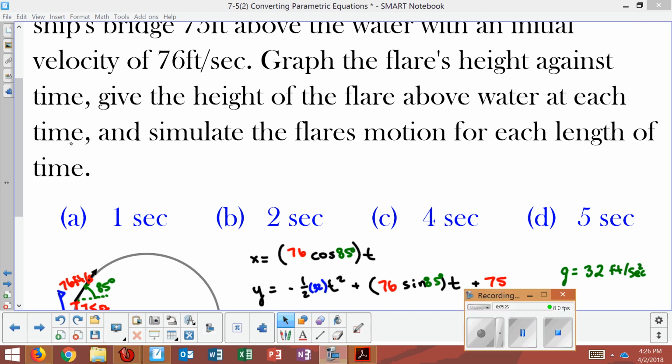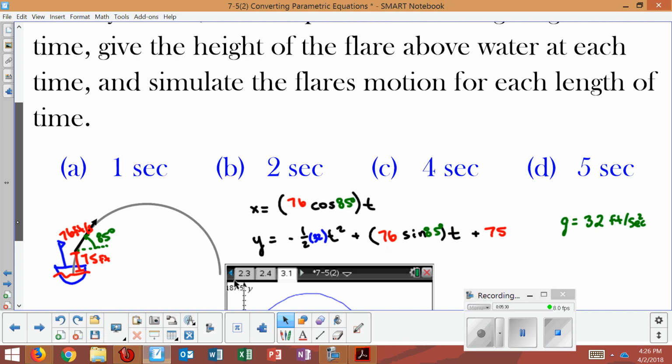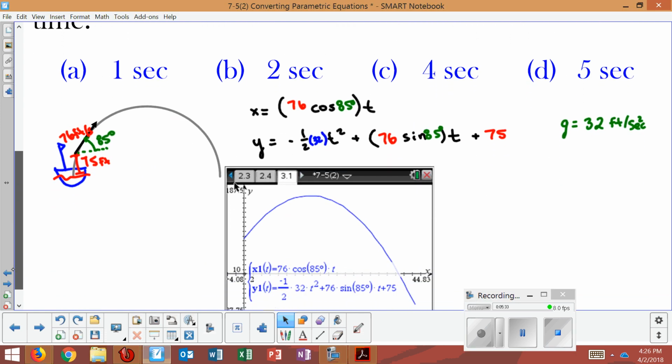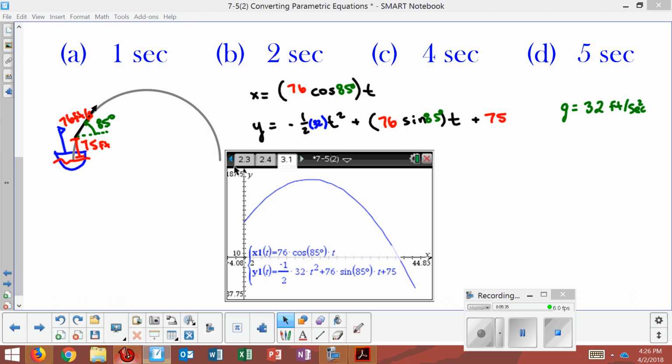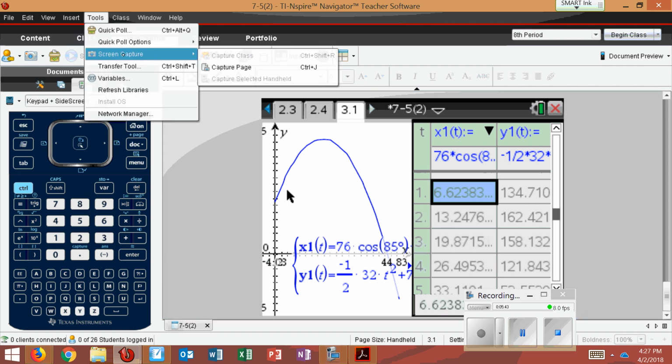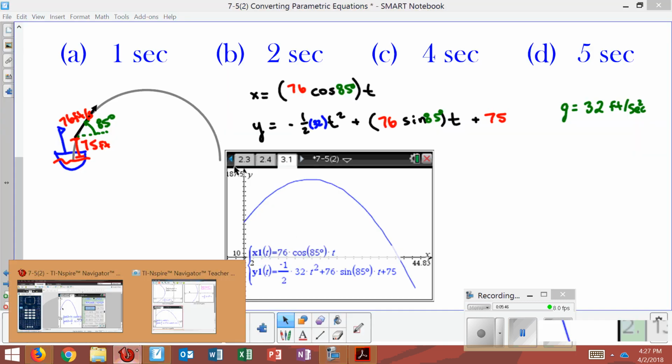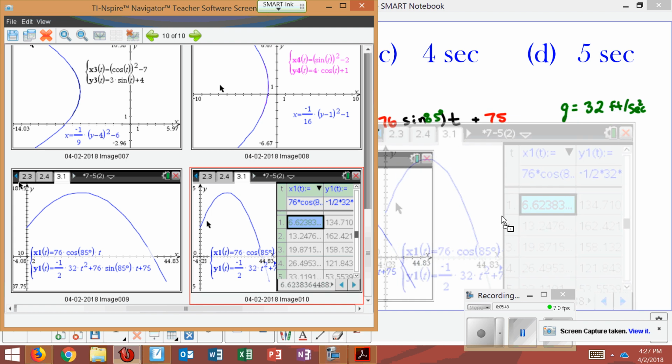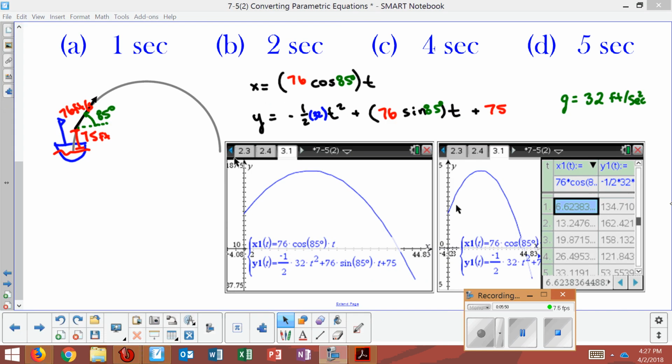Graph the flare's height against time gives the height of the flare above the water each time and simulate its motion. Okay, so we are looking indeed for height. So I come over here, and this value is the y value, this is the x, this is the time. And so these will be the values that I need. So I'm going to just copy this picture real quick. I'm going to move it over here. And now that we have this picture, we can now get our answers.